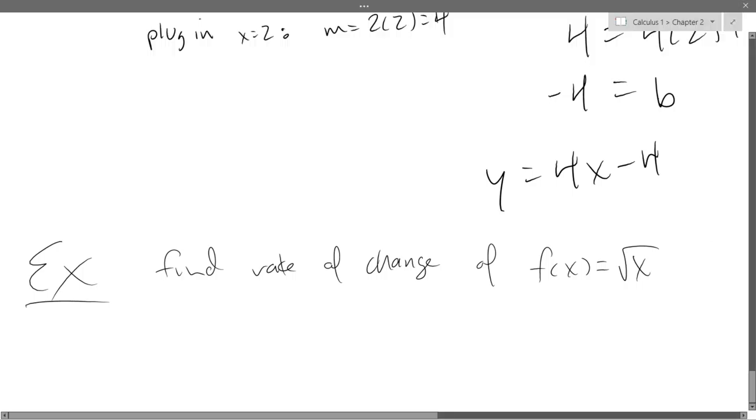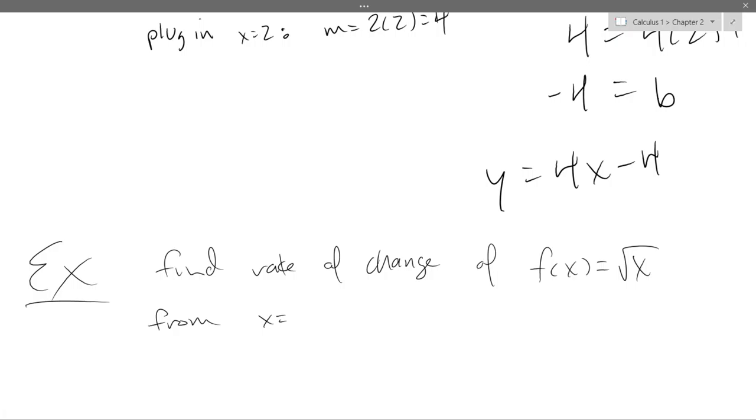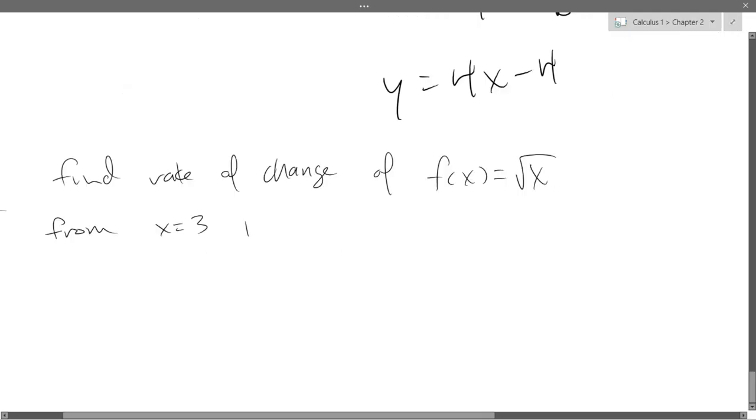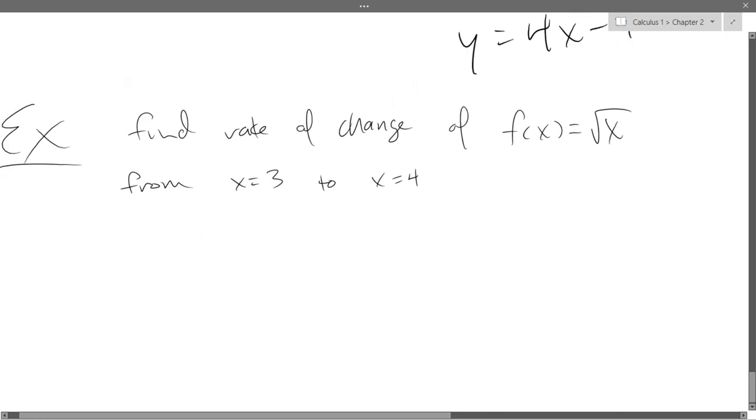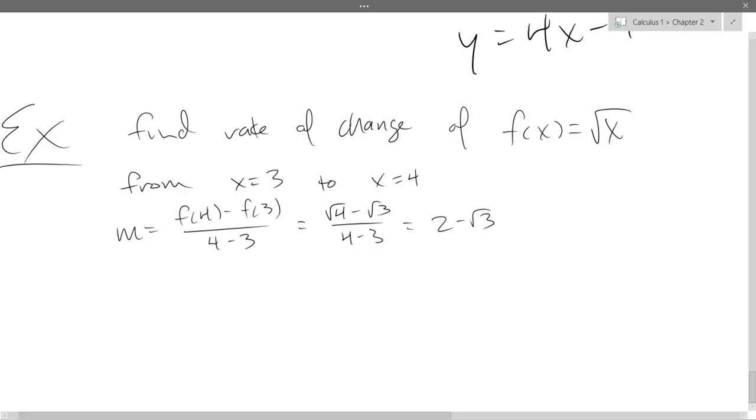So we'll do rate of change from, let's go, three to four. All right, rate of change from x equals 3 to x equals 4. So our slope, that's all we need. Just the y's subtracted divided by x's subtracted. Square root 4 minus square root 3 over 4 minus 3. So that is 2 minus square root 3. So that's all we need to do for our rate of change from 3 to 4.